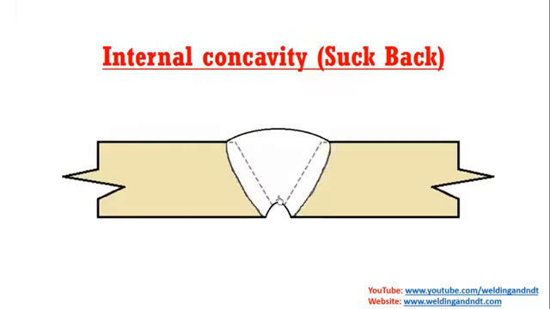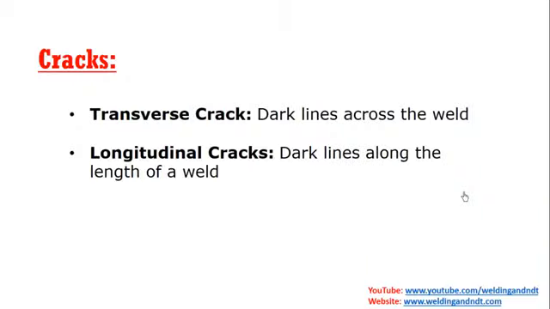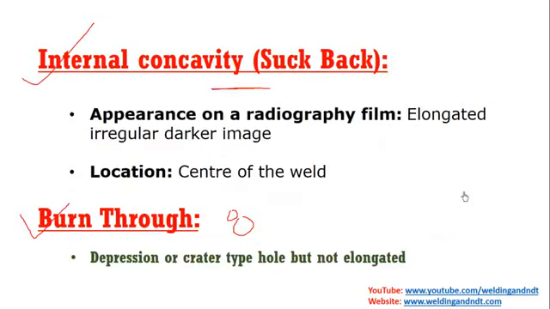See, internal concavity means concavity at the root side. Burn through will be at a spot, but internal concavity will go up to some length in the welding. Suppose this is the welding, then this internal concavity will go up to some length. So internal concavity is an elongated, irregular, darker image, and it will appear at the center of the weld.